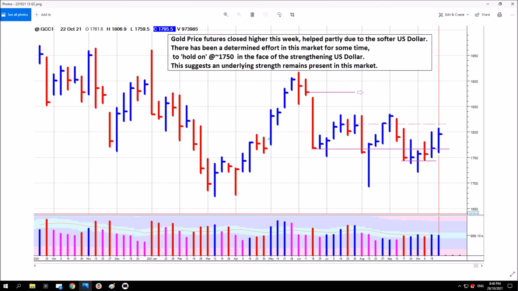Gold. I wrote, gold price futures closed higher this week, helped partly by the softer US dollar. There has been a determined effort in this market for some time to hold on at 1750 in the face of the strengthening US dollar. That's right. The US dollar had been rising, yet the gold market only came down this far. There was a determined effort to hold on through here and absorb the strength in the US dollar. Remember, this market's priced in US dollars. This suggests that underlying strength remains present in this market.